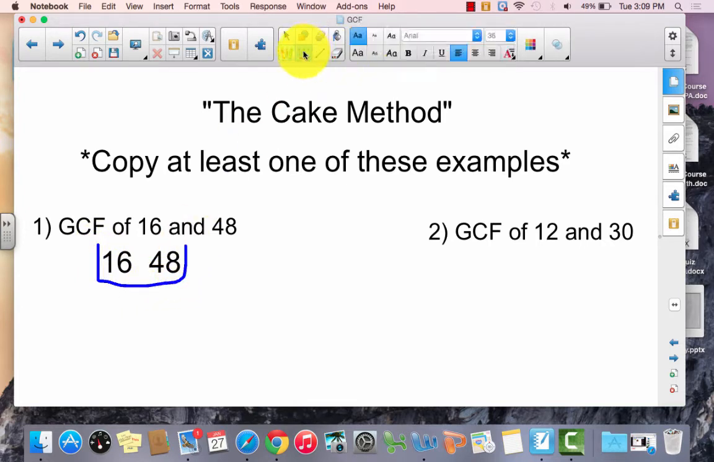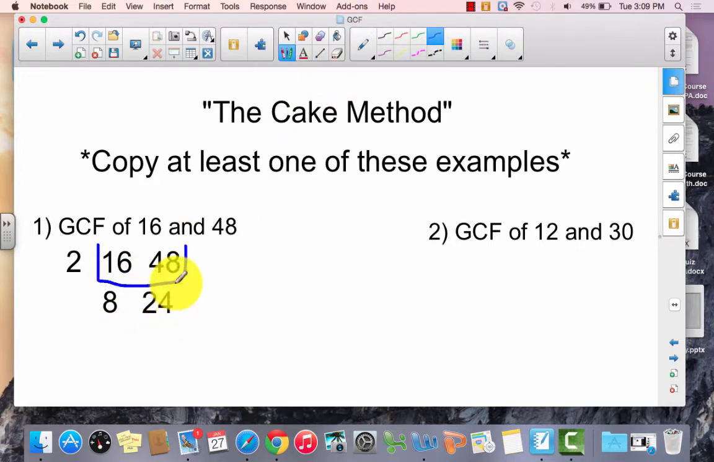And I want to think to myself, what number can be divided into both of these numbers evenly? And knowing that they're both even, I'm going to choose 2. If I divide 16 by 2, I end up with an 8. If I divide 48 by 2, I end up with a 24. And so what I've done is I now created a second layer of cake. So I'm going to draw my second layer.